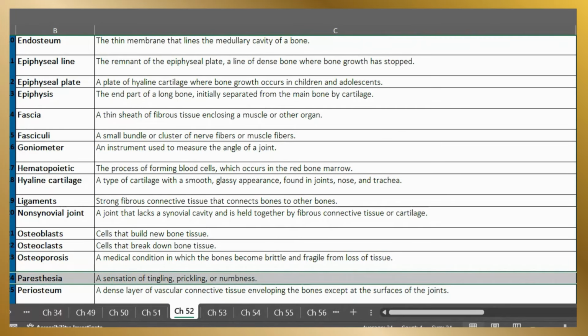Paresthesia, it's a sensation of tingling, prickling, or numbness. So it's abnormal sensation like tingling. So para is abnormal. Esthesia is the feeling.